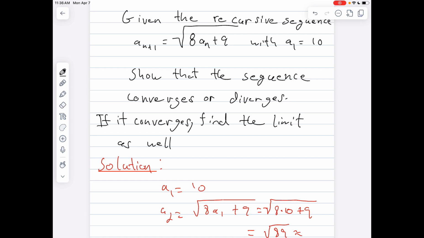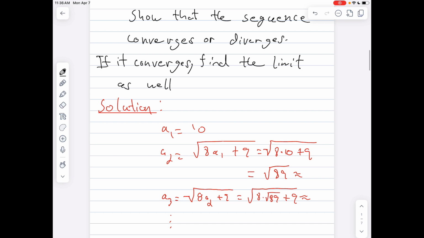just looking at it. So what we often like to do is to compute a few terms and see what's going on. So our first term, that's given to us, it's 10. If we wanted the second term, it would be square root of 8 times a1 plus 9. So again, remember that when you're working with a recursive sequence, the value of a term basically is dependent on a previous term or previous terms.